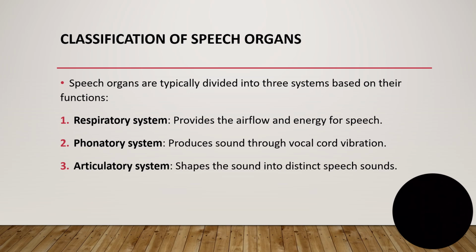Classification of speech organs. Speech organs are typically divided into three systems based on their functions. The first classification of speech organs is the respiratory system. It provides the airflow and energy for speech. We have the phonatory system. It produces sound through vocal cord vibration. And we also have the articulatory system. It shapes the sound into distinct speech sounds.